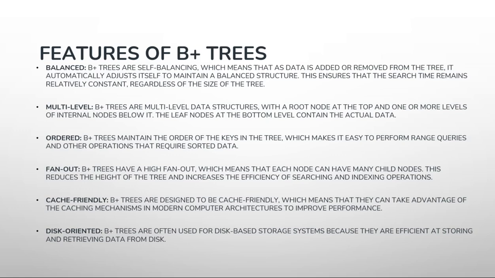The next is multi-level. B plus trees are also a multi-level data structure with a root node at the top and one or more levels of internal nodes below it. The leaf nodes at the bottom level contain the actual data. Next one is ordered. B plus trees maintain the order of the keys in the tree, which makes it easy to perform range queries and other operations that require sorted data.